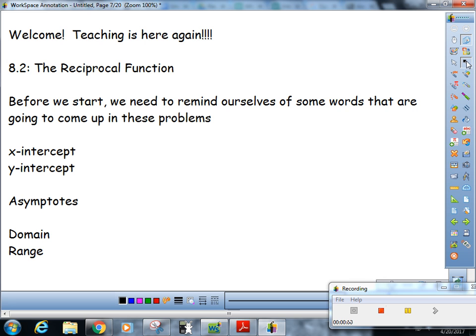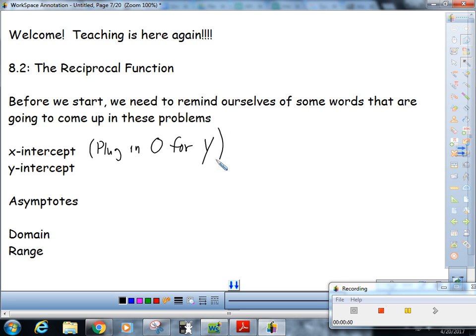X-intercept. It's where the graph hits the x-axis. Okay? How do you find the x-intercept? You plug in 0 for, do you remember which letter you plug it in for? For y. Yep. Okay? So to find the y-intercept, you plug in 0 for x. Okay?